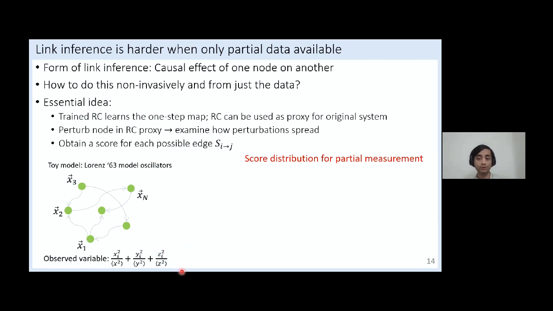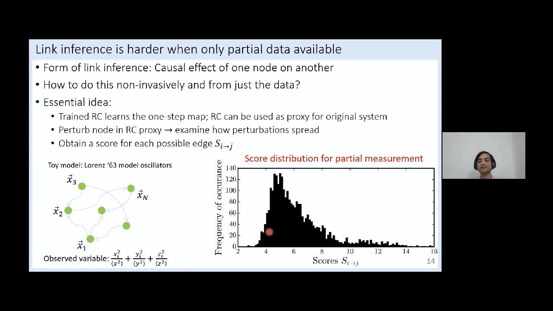It turns out that if you do this, the score distribution is not that nice at all. As you can see over here, there's really just no good choice of a threshold, right? Because there's no gap in this distribution of scores. So you just don't know what the obvious choice of the threshold is.